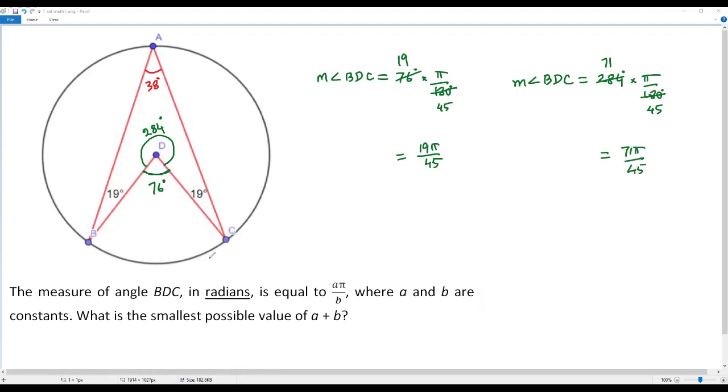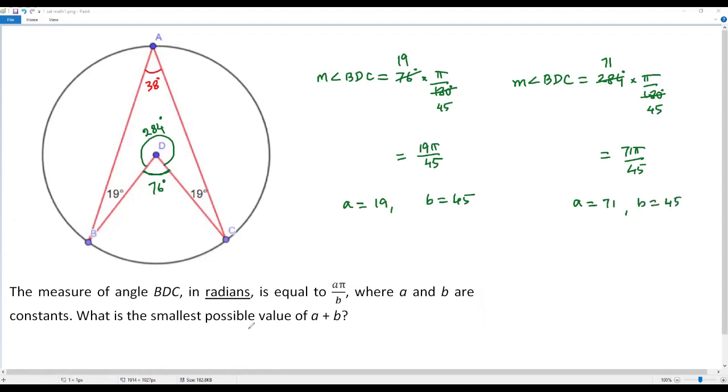Now I got the measure of angle BDC in radians, and both the angles are in this form, A pi over B. When I compare this one, I am getting A equals 19 and B equals 45. When I compare this one with A pi over B, I am getting A equals 71 and B equals 45.